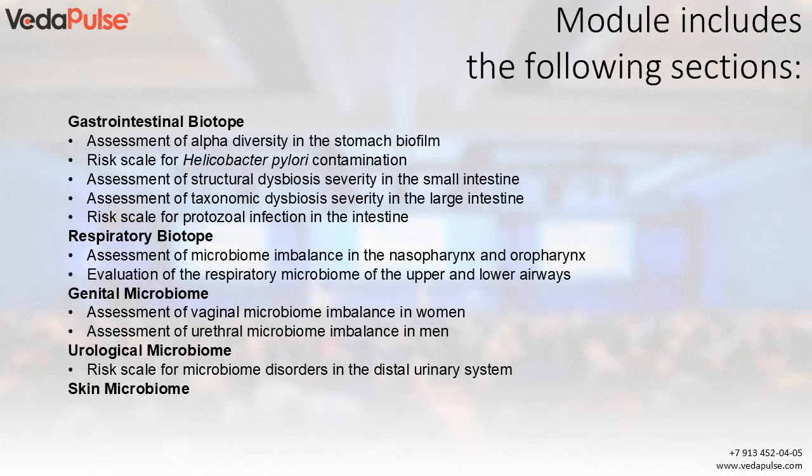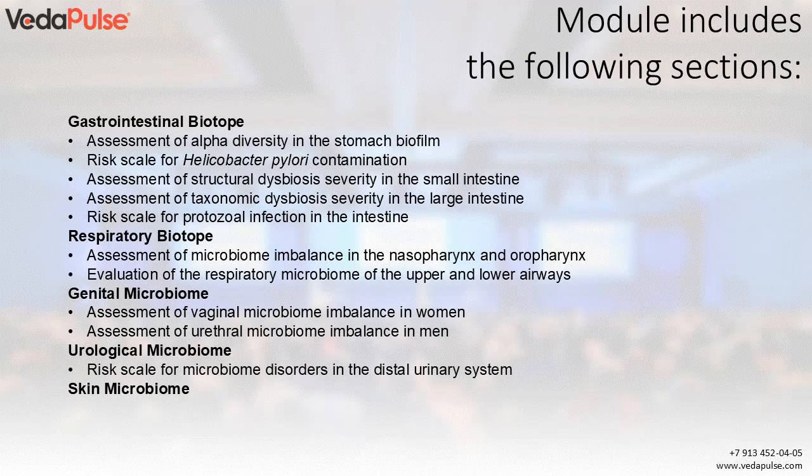First of all, speaking about the sections of the module, we have quantitative scales showing the degree of microbiome imbalance in a given biotope. A biotope is the location of the microbiome. The main biotope of our body is, of course, the intestinal one. The bacterial mass there is enormous, measured in billions, up to 2 to 3 kilograms. But we have other biotopes as well, and we will talk about them too.